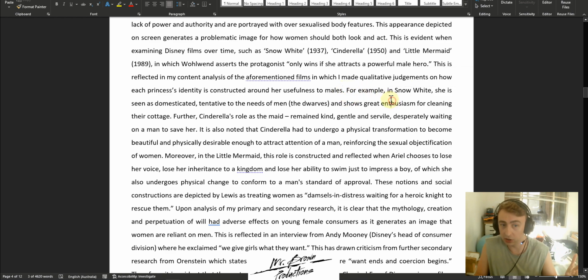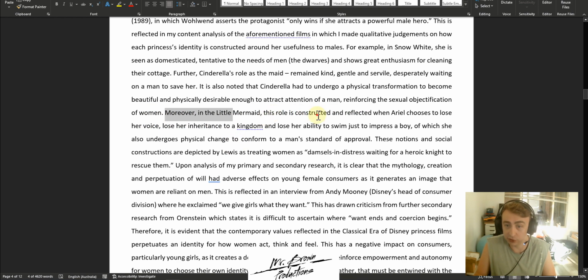For example, in Snow White, she is seen as a domesticated, tentative to the needs of men, and shows great enthusiasm for cleaning their cottage. Further, Cinderella's role as a maid remained kind, gentle, and servile, desperately waiting for a man to save her. It was also noted that Cinderella had to undergo a physical transformation to become beautiful and physically desirable enough to attract attention of a male, reinforcing the sexual objectification of women. Moreover, in The Little Mermaid, this role is constructed and reflected when Ariel chooses to lose her voice, lose her inheritance to a kingdom, and lose her ability just to impress a boy, of which she also undergoes physical change to conform to a man's standards of approval.